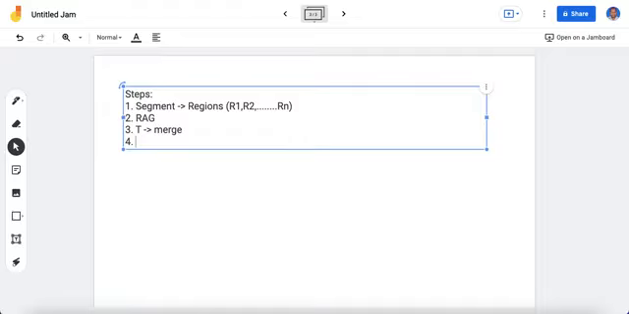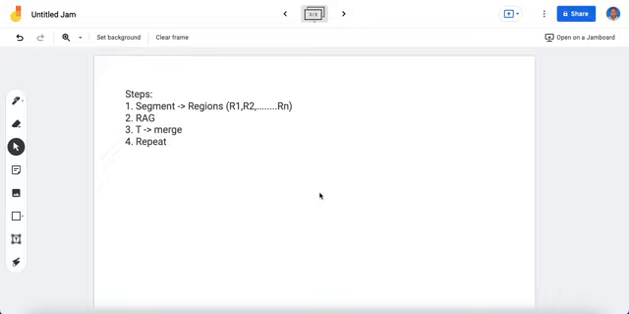And at last, we have to repeat the entire step from 1 to 3 until we achieve our segmentation, or until no further splitting and merging is possible. So this is the algorithm. Let us also understand this split and merge algorithm with an example.